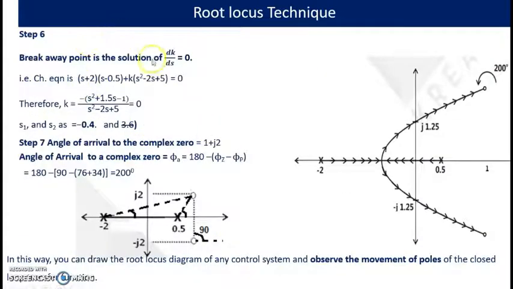Then find the breakaway point. It is the solution of dK by ds is equal to 0. So this is the characteristic equation from the previous slide. From this equation, write K is equal to.